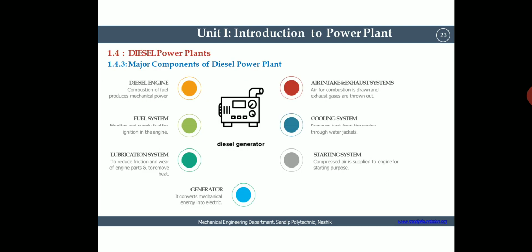Now we'll see the major components of a diesel power plant. First is the diesel engine, the main component for combustion of fuel, which produces mechanical power. The fuel system is there for the injection system. Then the lubrication system reduces friction and wear of engine parts and removes heat. The generator converts mechanical energy into electrical energy.